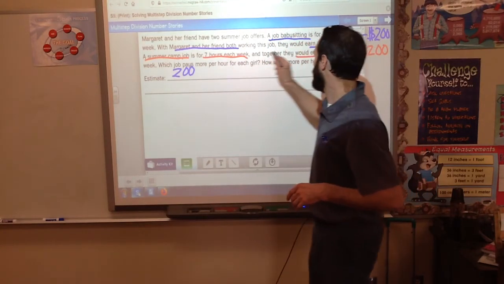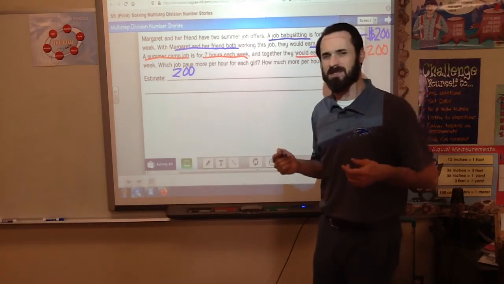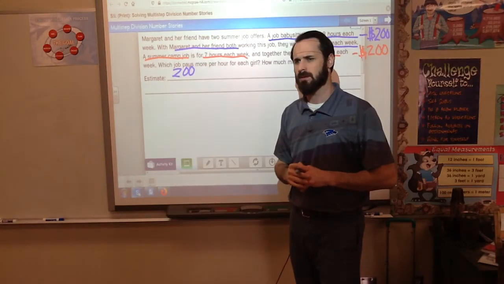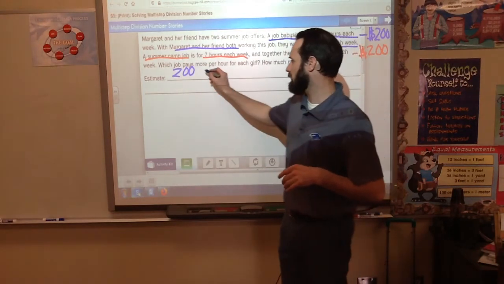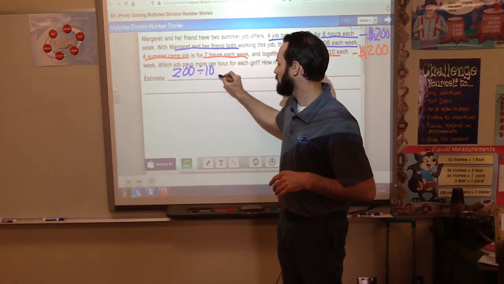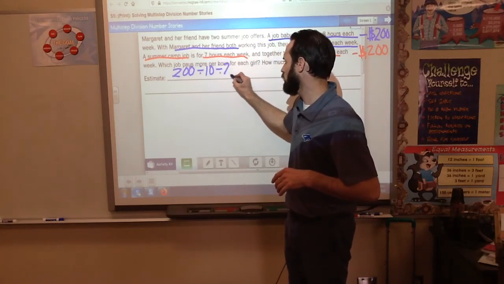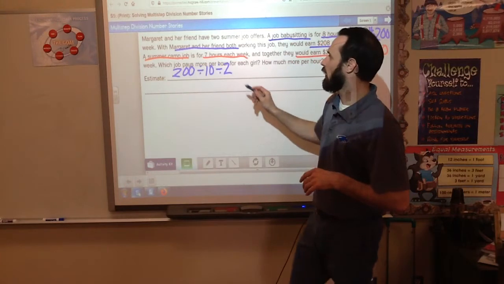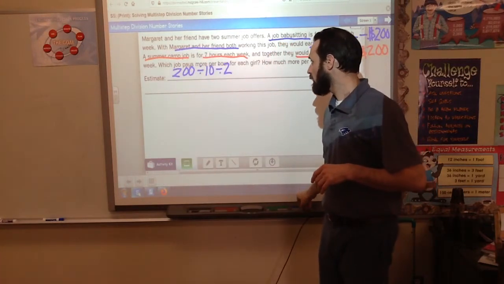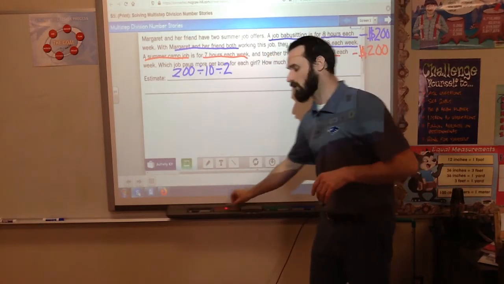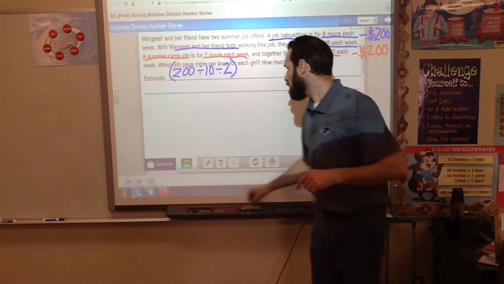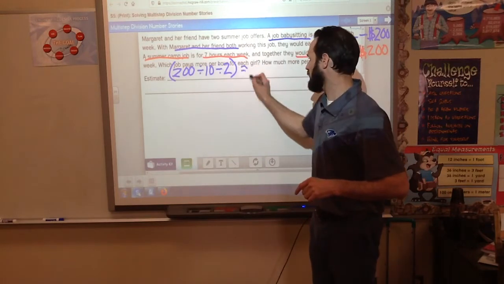If we were going to round 8 hours to the nearest 10, what would we round that to? Is it closer to 0 or closer to 10? Obviously that's closer to 10. So that's 200 divided by 10 divided by 2, because the 2 people, Margaret and her friend, are sharing the job. Now, the summer camp job, we're going to put that in parentheses actually, because we've got to do that first, and we'll figure out what that equals.